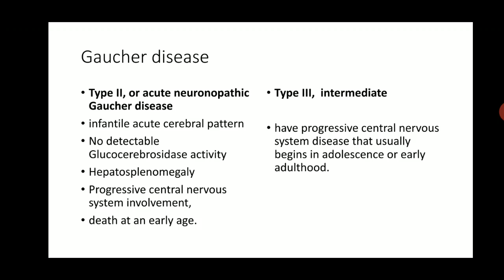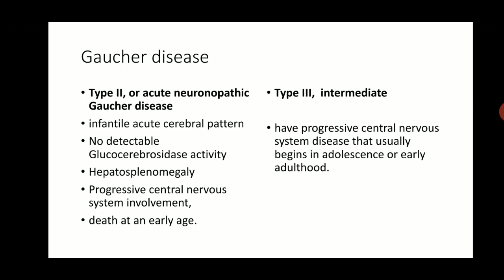The type 3 is known as indeterminate or intermediate because it has clinical presentation intermediate between type 1 and type 2. They usually have progressive central nervous system disease which begins in the adolescence or the early adulthood, and they live up to 50 or 60 years of age.